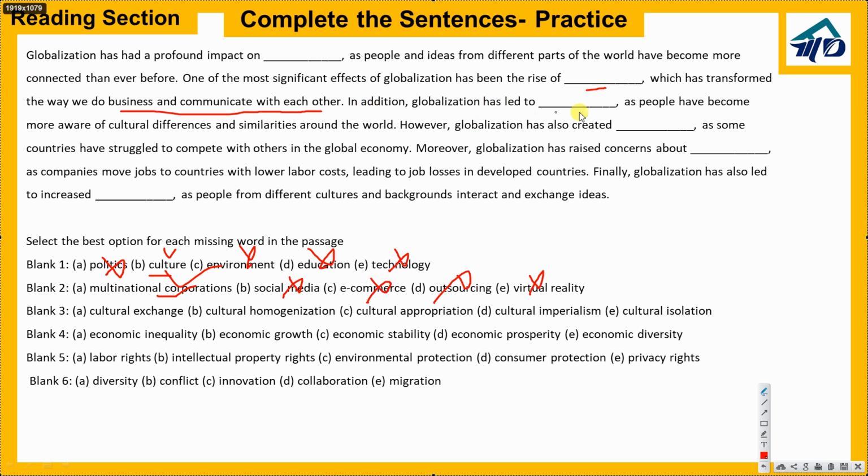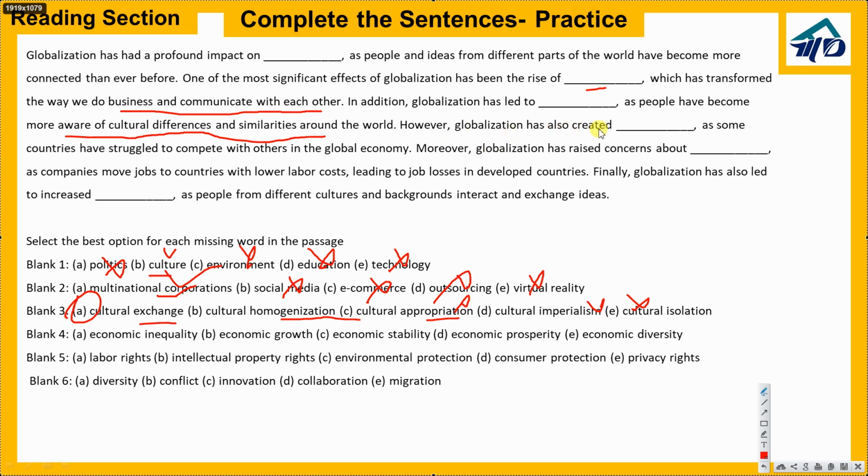In addition, globalization has led to Dash as people have become more aware of cultural differences and similarities. So they're talking about cultural differences. People are aware of cultural differences because of what? Cultural exchange, yes. Homogenization, no. Appropriation, no. This is altogether different. Imperialism, no. Isolation, no. So I'll go with A again here. Cultural exchange.